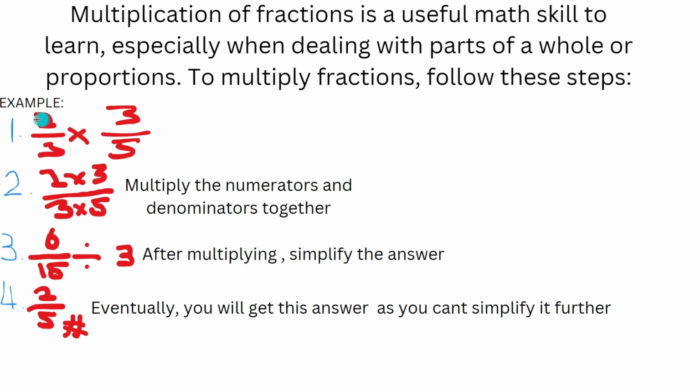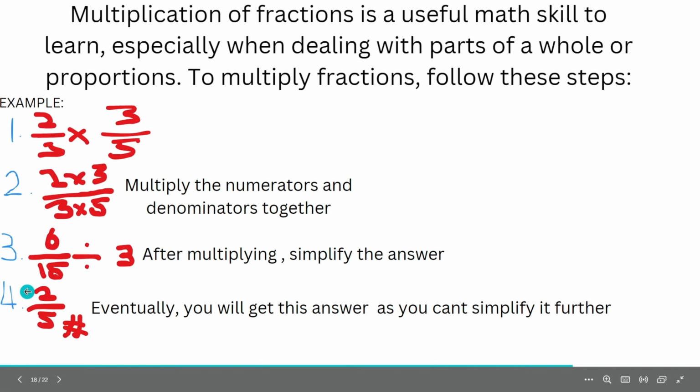Here's a simple example: 2 over 3 multiplied by 3 over 5. First of all, what you want to do is multiply the numerators and denominators together. So 2 multiplied by 3 and 3 multiplied by 5. And eventually we'll get 6 over 15. After multiplying, we simplify the answer. Then we get 2 over 5, which is the answer as we cannot simplify it further.